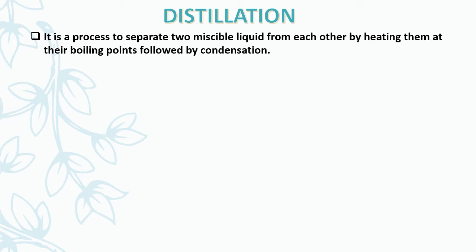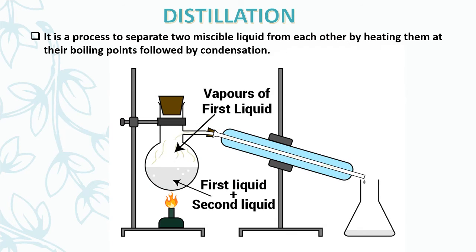Distillation process. In the distillation process, we are able to separate two miscible liquids from each other by heating them to their boiling points, followed by the condensation process. We will have a look at this activity. Suppose here we have taken a mixture of water and acetone. Both are soluble in each other. Acetone is soluble in water. Here we are talking about two miscible liquids.